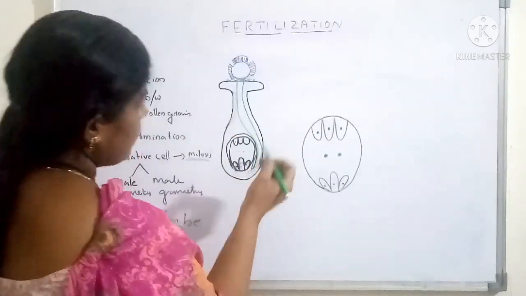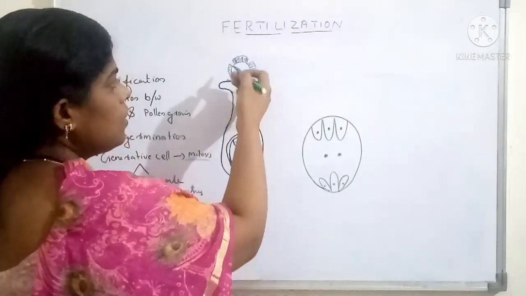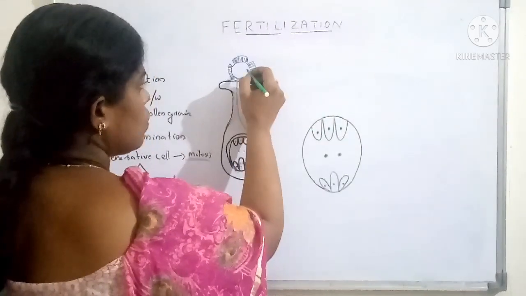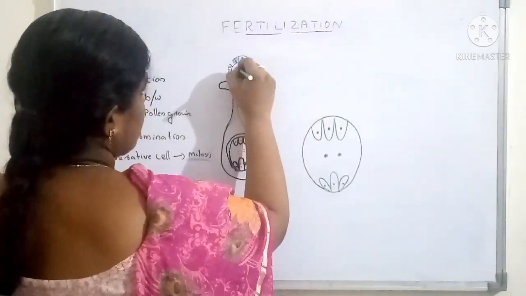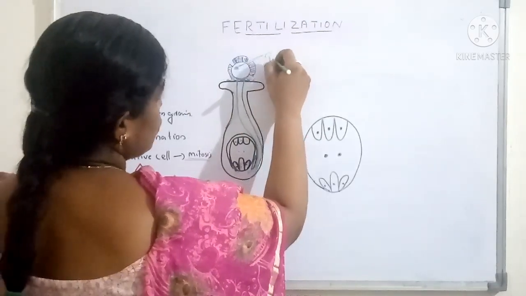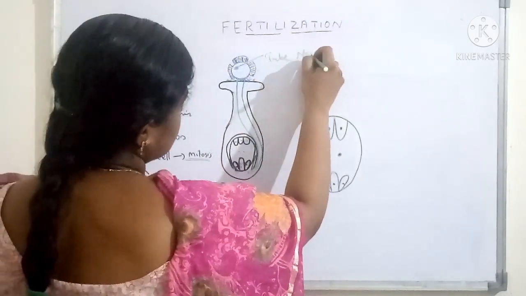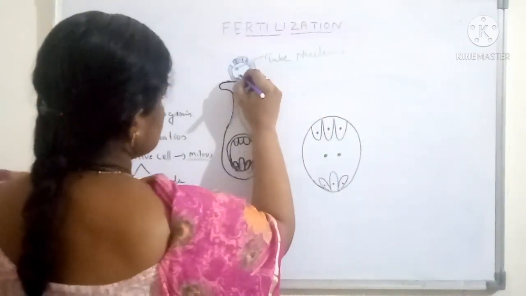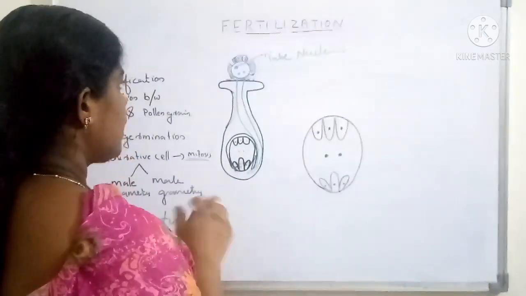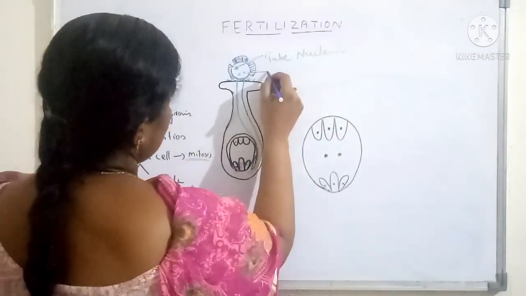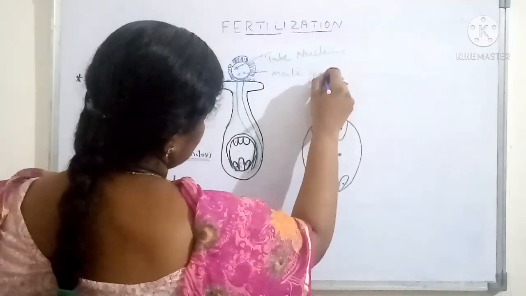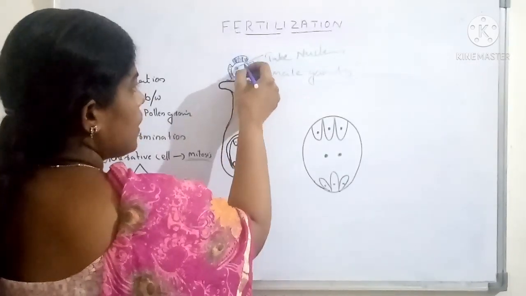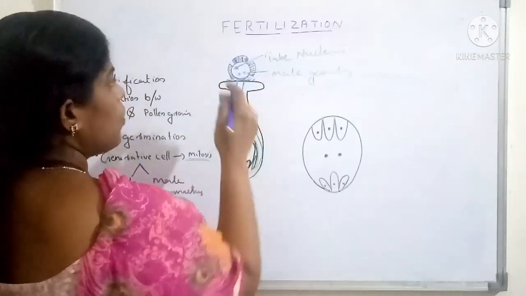And what are the contents inside the pollen grain? All these things will enter into the pollen tube. There will be one tube nucleus, which we have seen already, and two generative nuclei, otherwise two male gametes, and the entire cytoplasm. So everything inside the pollen grain is going to enter into the pollen tube.